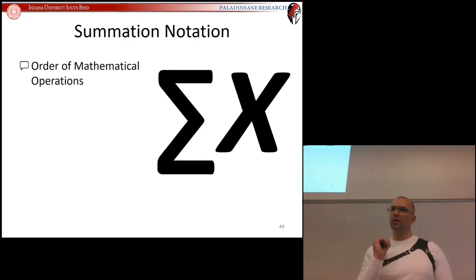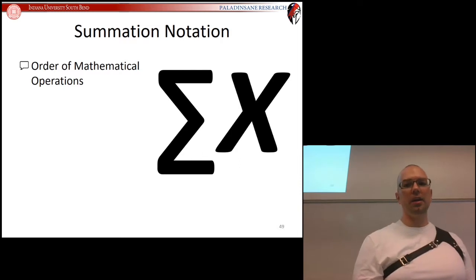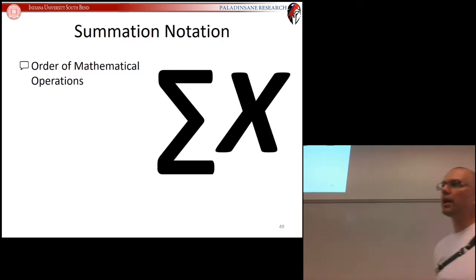All right. So that was your first new piece of math, the summation notation. So we're about 50% of the way there. The next piece of math is the order of mathematical operations. You've all encountered the order of operations before. We need to make one change, and it has to do with the summation notation.